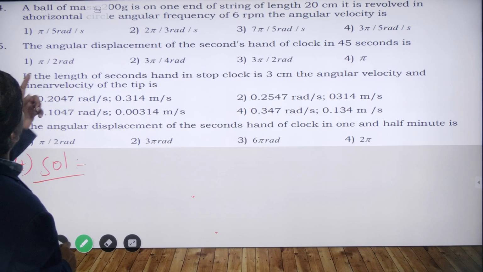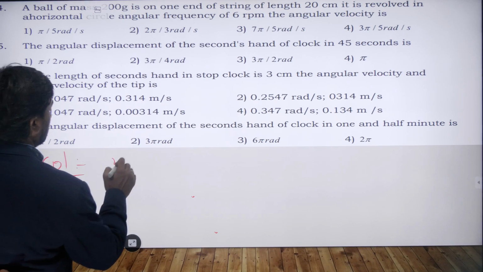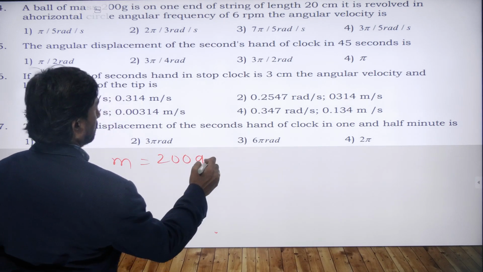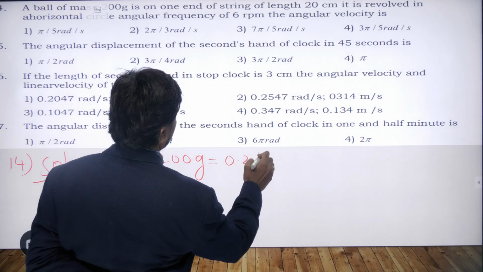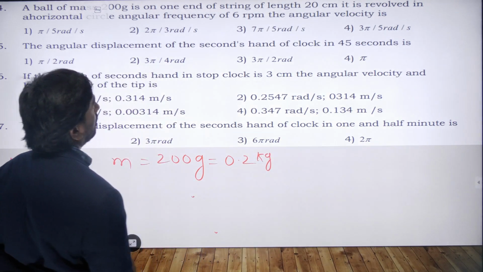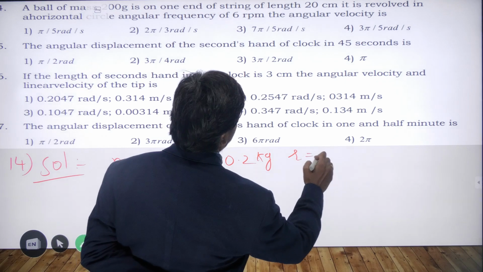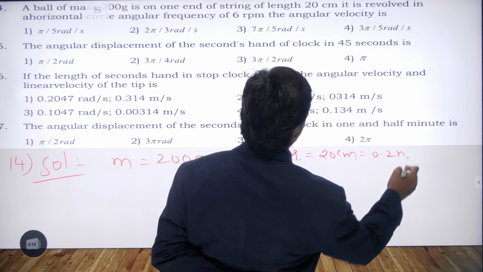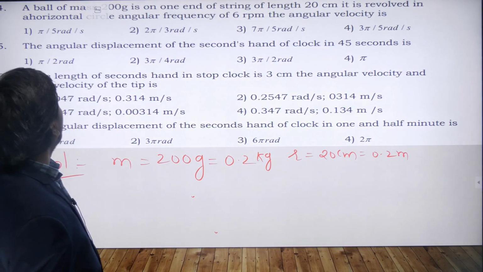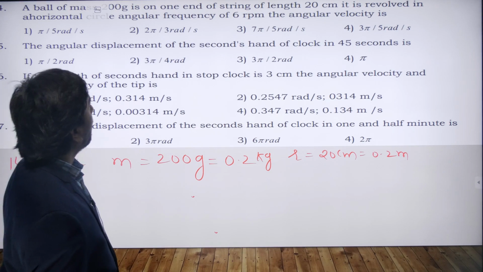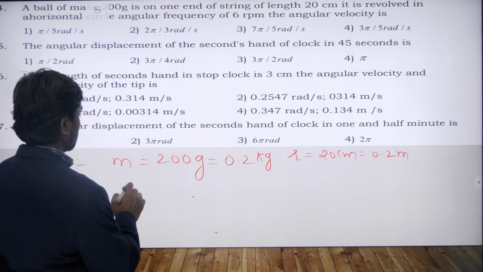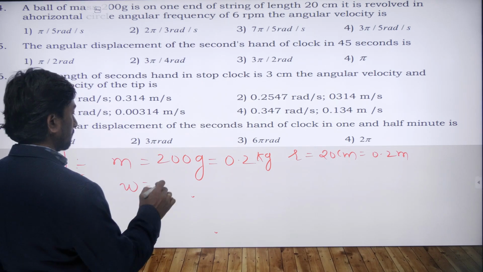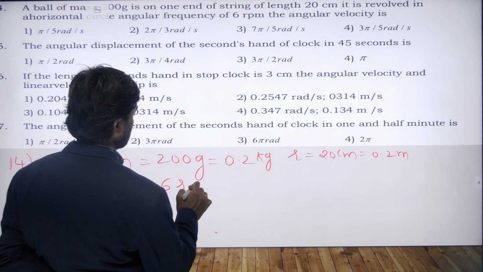A ball of mass 200 grams. Here mass is 200 grams, convert that into SI units, so it will become 0.2 kg. The radius is given, r equals 20 centimeters, convert into meters, it is 0.2 meters. Revolved in a horizontal circle, angular frequency means angular velocity is given here, 6 RPM. RPM means revolutions per minute.